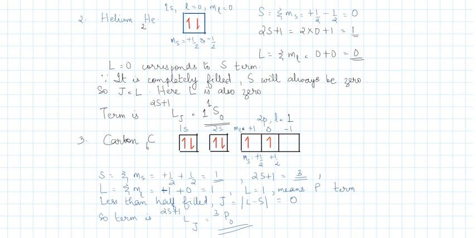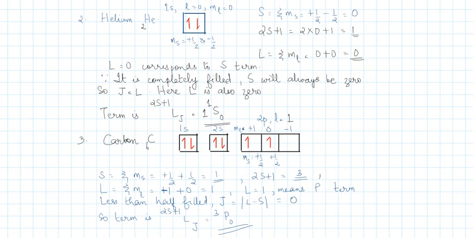Now we move on to an example of carbon atom where you have 6 electrons, and this is the way filling goes. 1s state has 2 electrons, 2s state has 2 electrons, and the remaining 2 electrons go into the 2p state. And the 2 electrons are filled starting from ML equal to plus 1 state, and then the second electron goes to ML equal to 0 state. So now we have exhausted all our electrons.